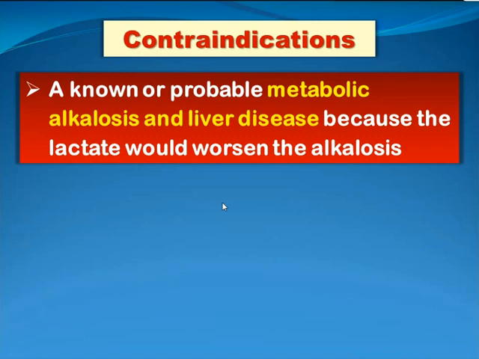Why? Because in metabolic alkalosis and in liver disease, the lactate that is found in Ringer lactate, after introducing it into the circulation, will be converted to base. It will be converted to bicarbonate, and this will worsen the alkalosis. So in metabolic alkalosis, of course, you will add a burden, while in liver disease, because there is an impairment of the metabolism of the lactate, it will be converted to the base, as I said, and worsen the alkalosis.